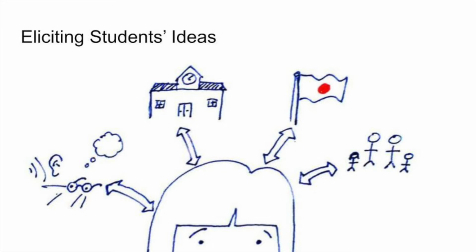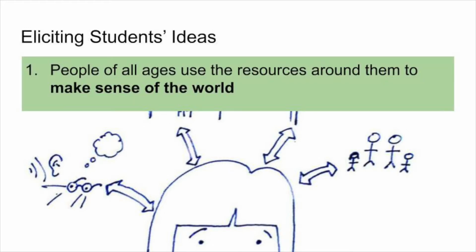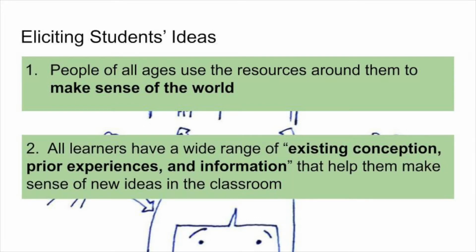It's important to be able to get these ideas out into the open, and the authors identify two main reasons for why eliciting students' ideas is so important to science education. First, people of all ages will use any and all resources around them to try to make sense of novel stimuli around the world. Second, even the youngest of learners possess a wide range of existing conceptions, prior experiences, and information that they use to make sense of any and all ideas introduced in the classroom.